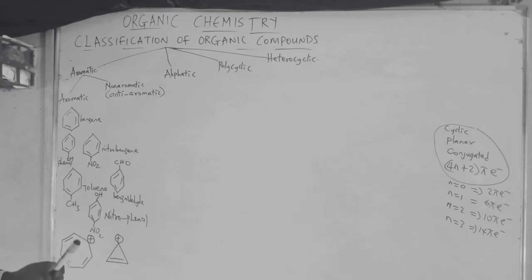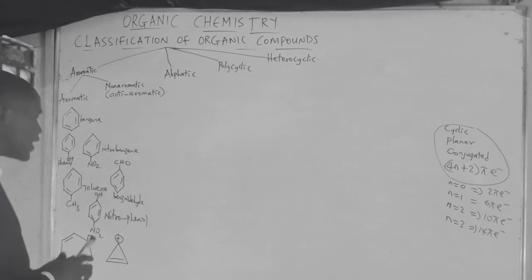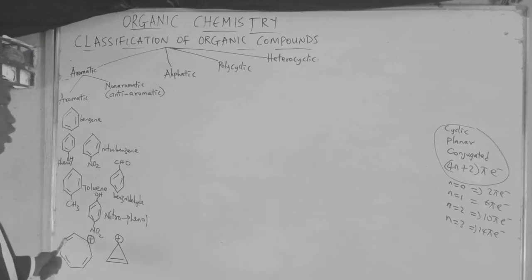Now, is it cyclic? Yes. Is it planar? Yes. Is it conjugated? Single, double bond, single bond, double bond, single bond, double bond. Now, here, it nearly wanted to fail the rule. But because of this plus attached at this point, it makes it pass the Huckel's rule or the conjugation conditions.